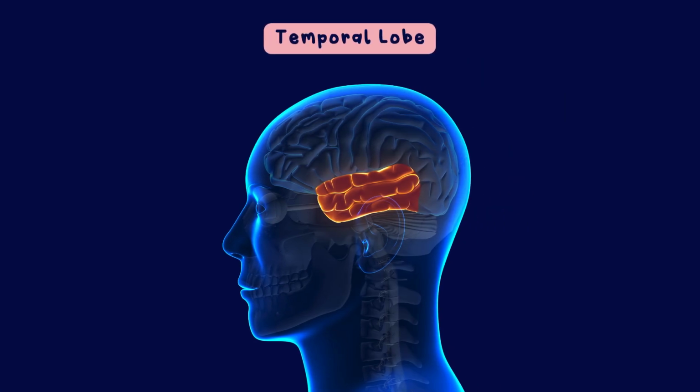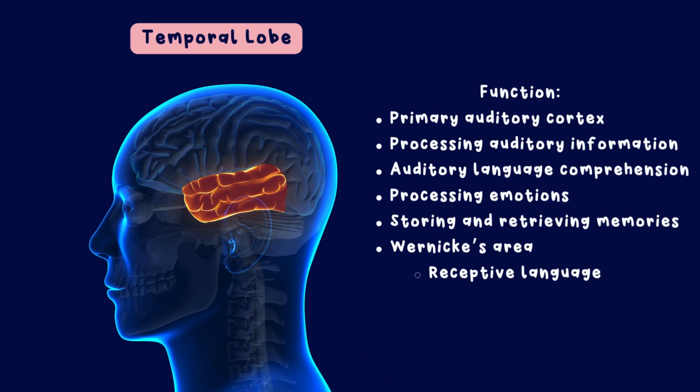And now on to the temporal lobe. The temporal lobe contains the primary auditory cortex, which is responsible for processing auditory information as well as auditory language comprehension. The temporal lobe is important for a lot of other things, including processing emotions, storing and retrieving memories, and receptive language, which is stored in Wernicke's area.